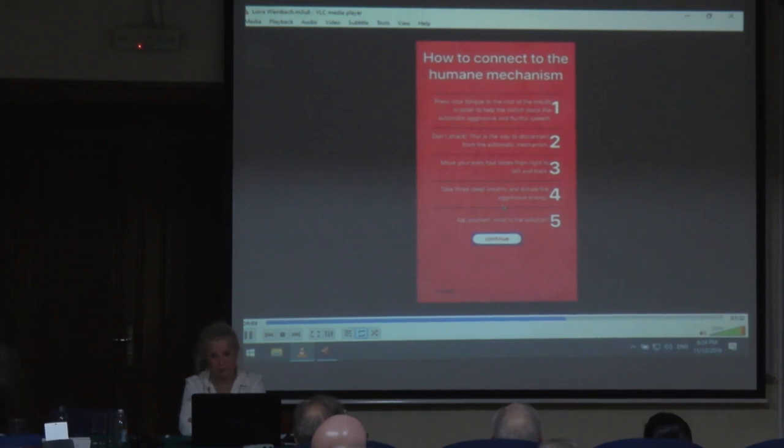Move your eyes 4 times from right to left and back. Take 3 deep breaths and slowly exhale the aggressive energy. Ask yourself, what is the solution?